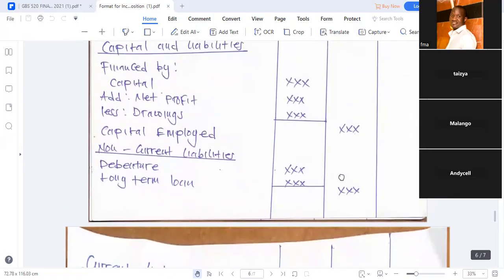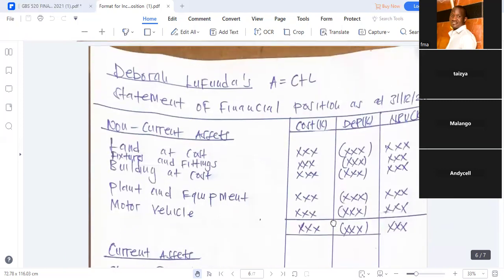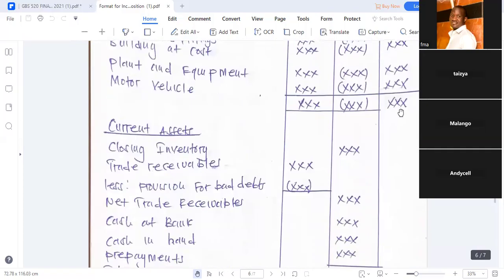So we have what we call long-term loans, which are called non-current liabilities. A debenture is a long-term liability. A long-term loan also is more than a year. It falls under non-current liabilities. So remember, you need to fulfill the accounting equation. Assets is equal to capital plus liabilities. So our assets are here, the fixed assets.